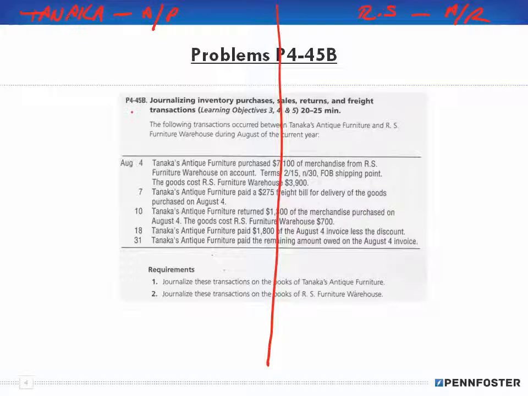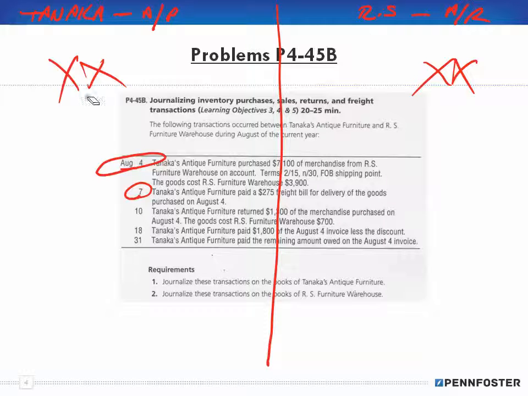In the real world, what happens is today is August 4th, and here's the transaction. Tanaka is going to make an entry to their books, and RS is going to make an entry to their books, and then August 5th will go by, August 6th will go by, and August 7th, now there's another transaction, so an entry will be made to Tanaka and an entry will be made to RS. Now, granted, you're not going to be the bookkeeper in both businesses. You're just going to be at Tanaka and see, here's my entry for August 4th, and then I'll make my entry for August 7th.